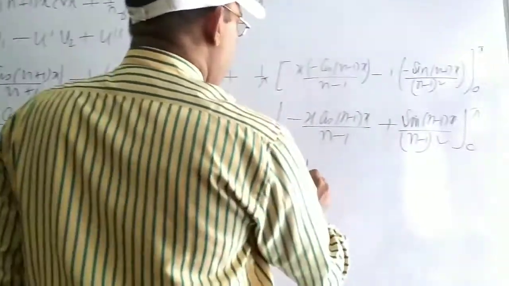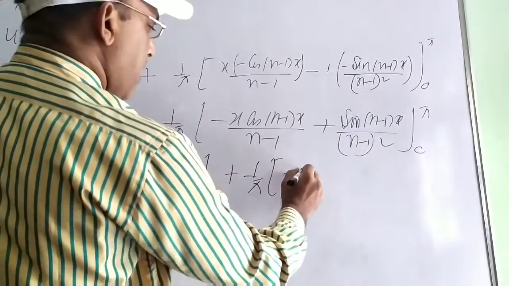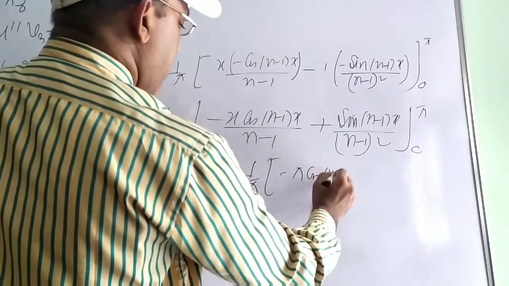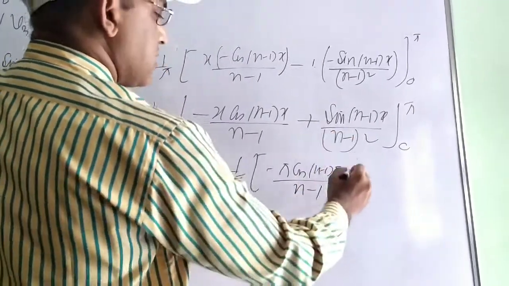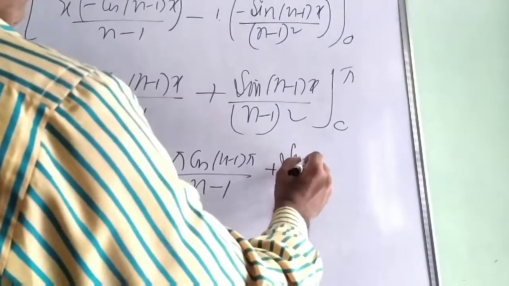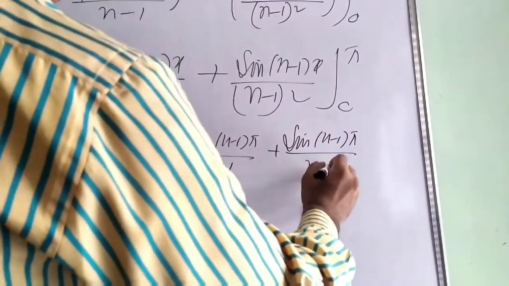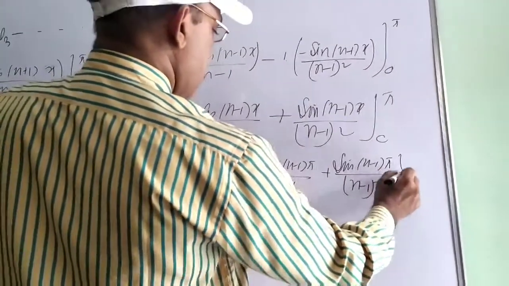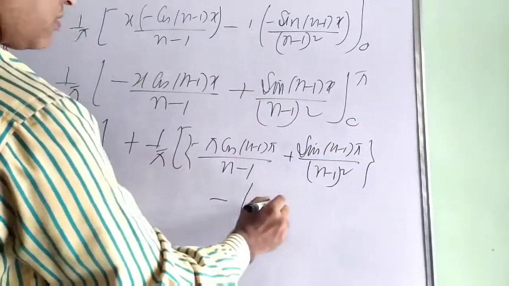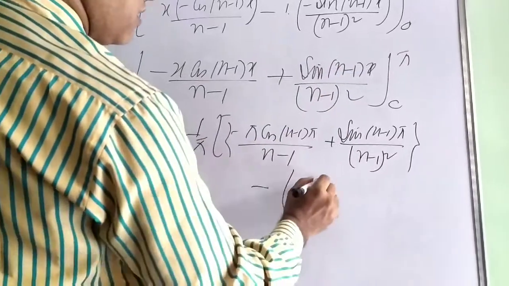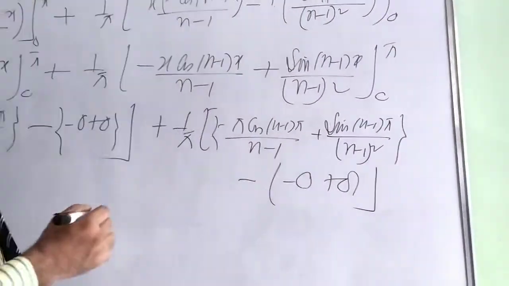And here 1 by pi, putting upper limit pi minus pi cos (n-1) into pi by (n-1), sine (n-1) into pi by (n-1) whole square. This one we get minus 0. This is 0, this is 0. So 0 plus 0 we get this one.